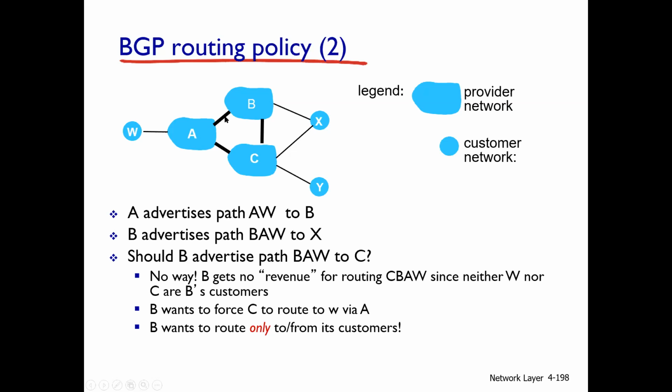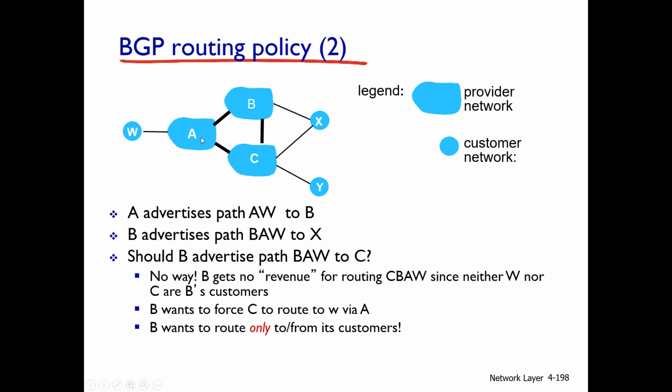And provider A will get money for that traffic, because all traffic that is routed to its customers, this ISP A will get money for that, okay? So it is to A's benefit that it advertises path AW to B.